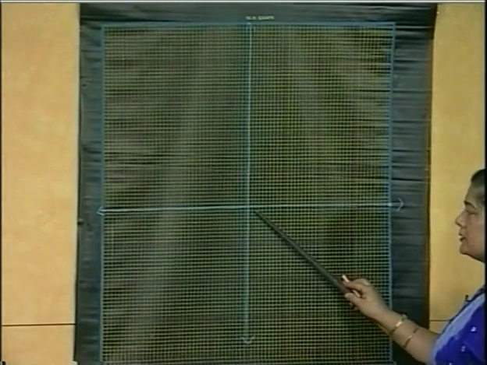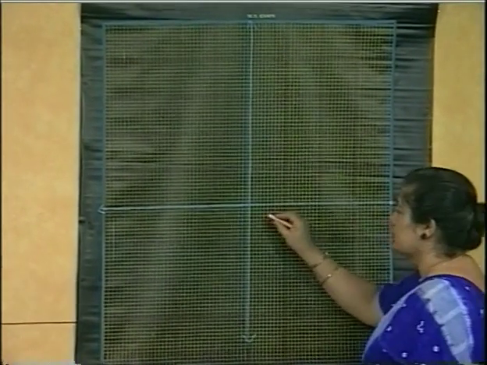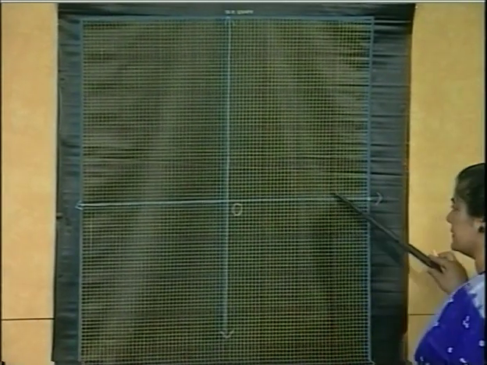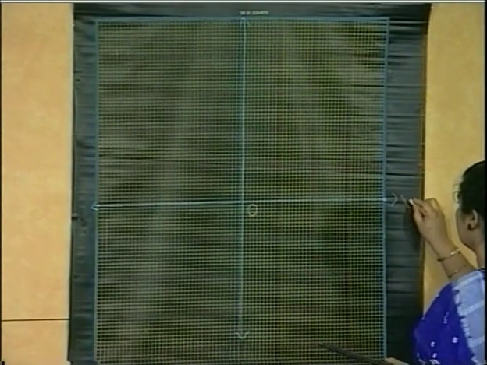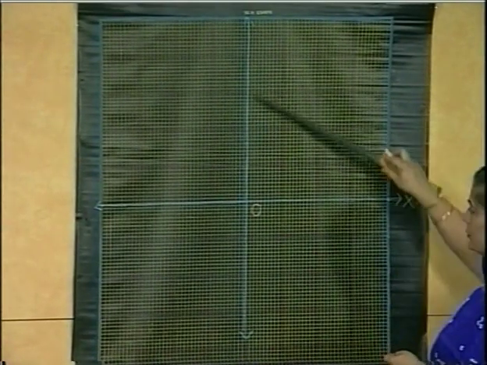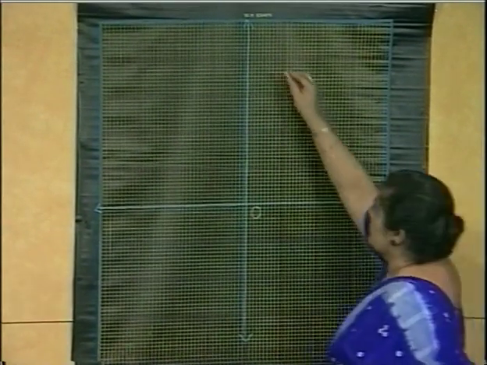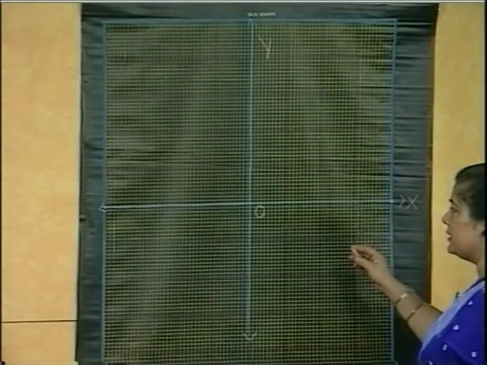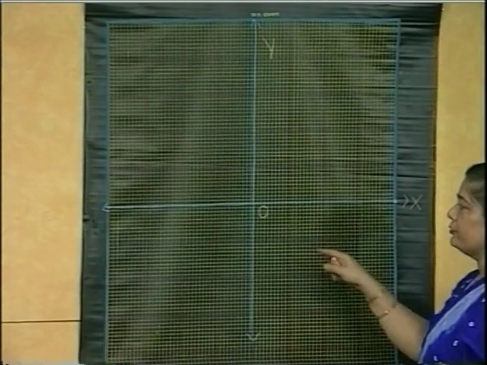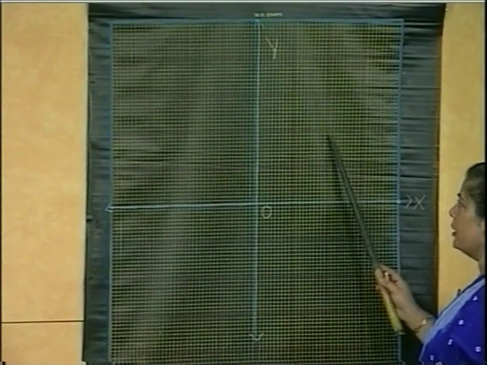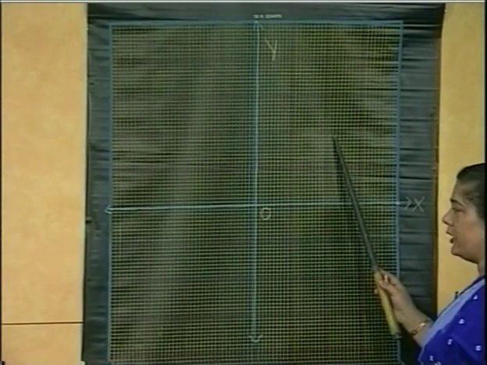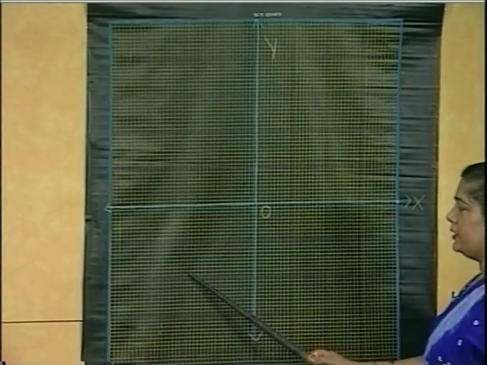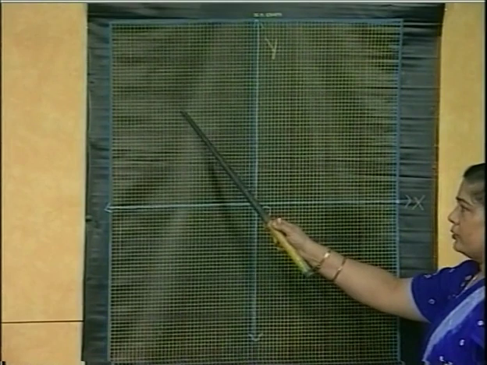Children, this is the origin, this is the x-axis and this is the y-axis. Now we see that the graph is divided into 4 parts. So this is called quadrant 1, this is quadrant 2, this is quadrant 3, this is quadrant 4.